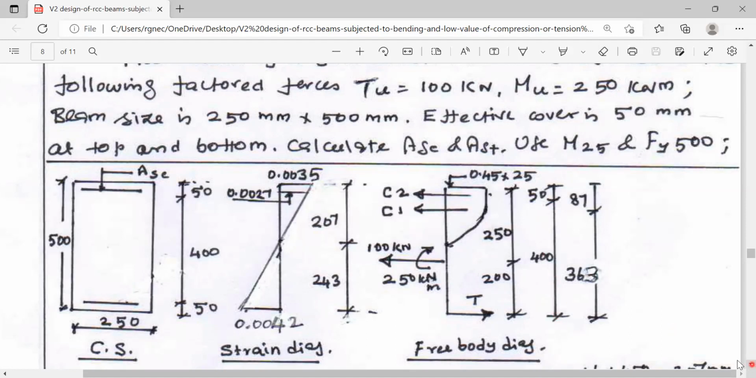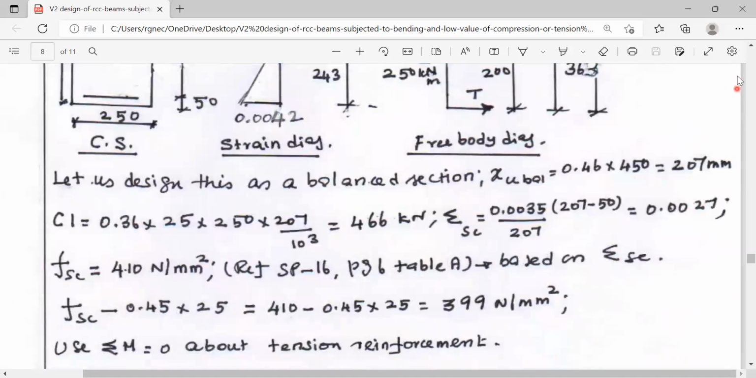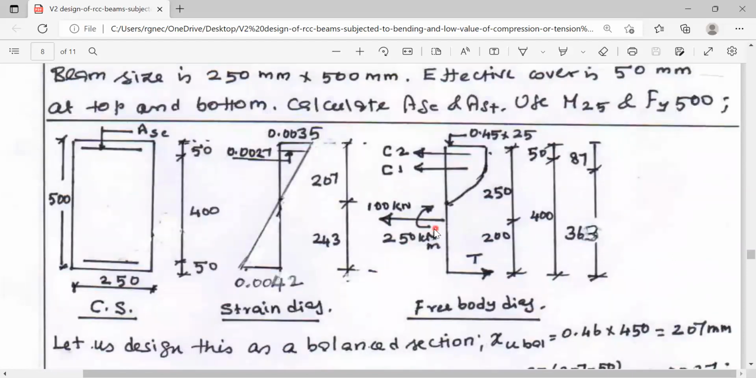Now we will apply the equilibrium equation sigma M equal to 0 with respect to the tension reinforcement. Now this external moment is acting in the clockwise direction. The moment due to external tension is acting in the anti-clockwise direction. Moment due to compression offered by concrete is acting in the anti-clockwise direction. Moment due to compression offered by the compression reinforcement is also acting in the anti-clockwise direction. Clockwise moment should be equal to the anti-clockwise moment. All the three forces, this external tension, C1 and C2, are acting in the anti-clockwise direction.